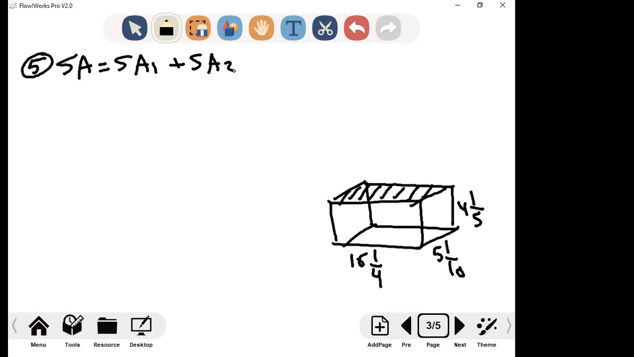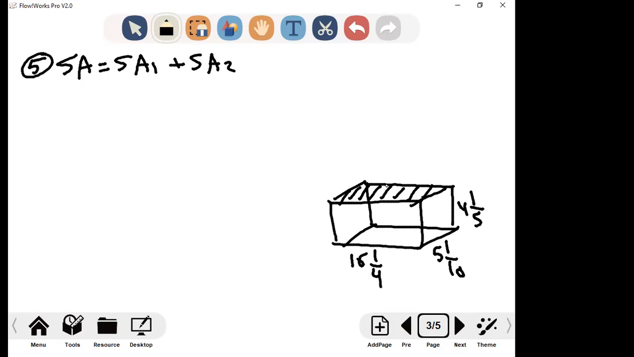Down. Now we said we have 2 length width, 2 width height, 2 height width, remember? Done. Here, focus with me. Now here, guys, we have 2 faces, up and down, the bases. The area of this one is length by width, right? Which is 16 and 1 over 4 multiply 5 and 1 over 10. It has a congruent one here, right?